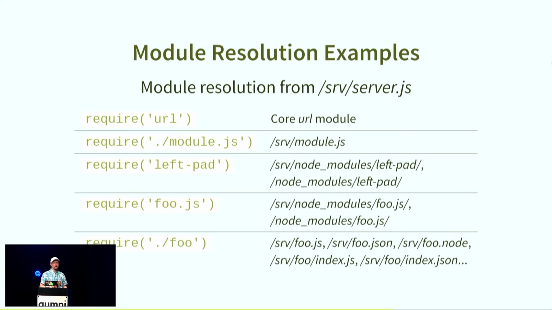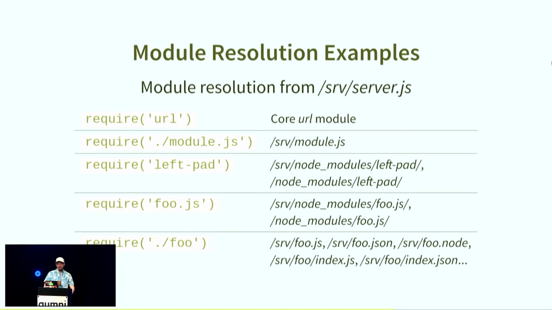In the case where we require url, that ends up being the core URL module that's baked into Node itself. So when you require url, it's just going to short circuit that, see that it's built in, and return the built-in module. If you require ./module, that's a relative path, and it's just going to require the module.js in the current directory. If we require left-pad, it's going to assume that's a package, so it's going to look in the left-pad directory within the current node_modules directory. If it's not in there, it's going to look in the node_modules directory at the root of the disk, which is one level up. Now that we've reached the root, it's exhausted it, and at that point it would give up if it didn't find it.